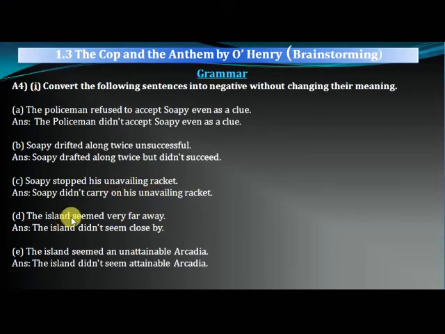The next one, the island seemed very far away. The island didn't seem close by, meaning nearby. The island seemed an unattainable Arcadia. The island didn't seem an attainable Arcadia.